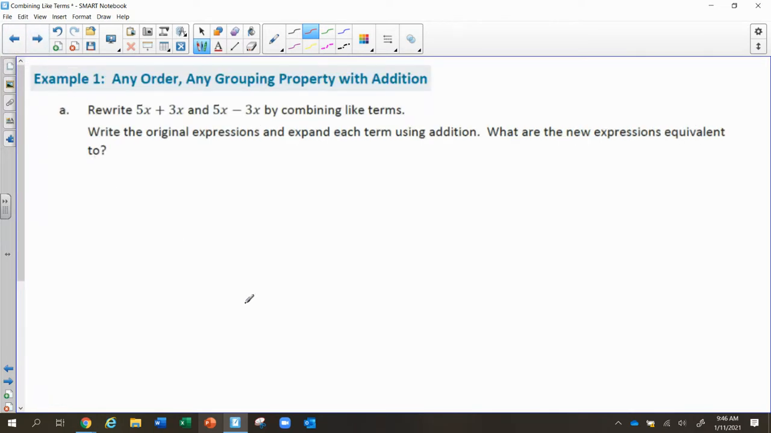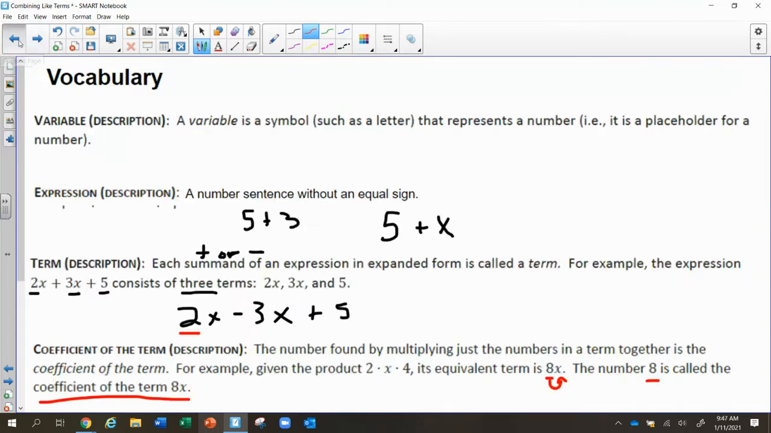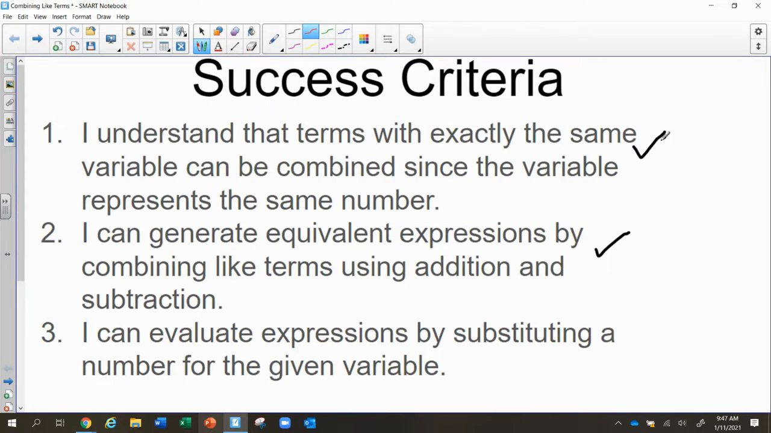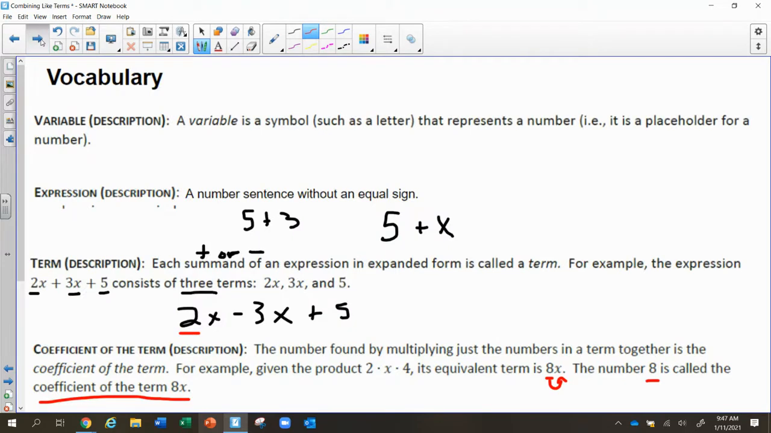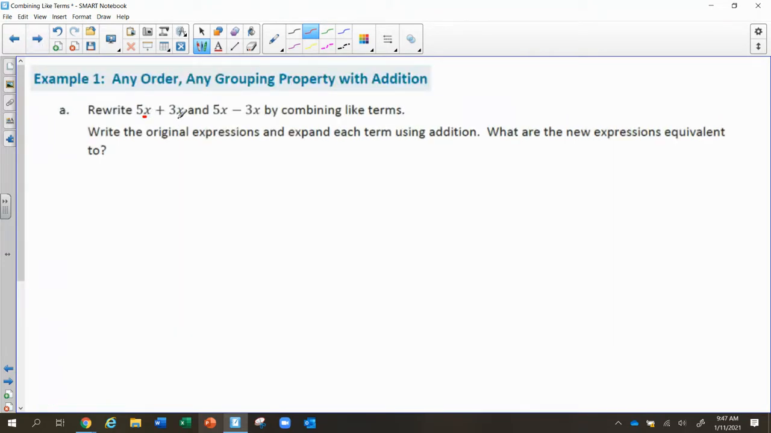Okay, so what we're going to be doing is learning how to simplify expressions by combining like terms. So if we go back to that success criteria, I understand that terms with exactly the same variable can be combined since the variable represents the same number. So this x right here represents the same number. We don't know what that number is, but it represents the same number. So let's rewrite that. So we're going to do 5x plus 3x.